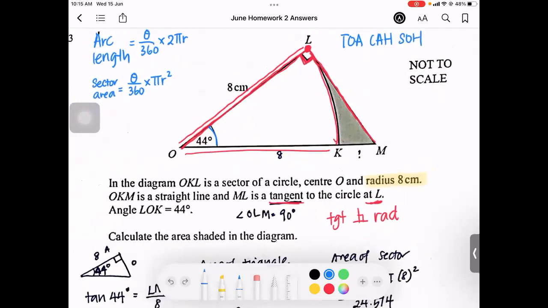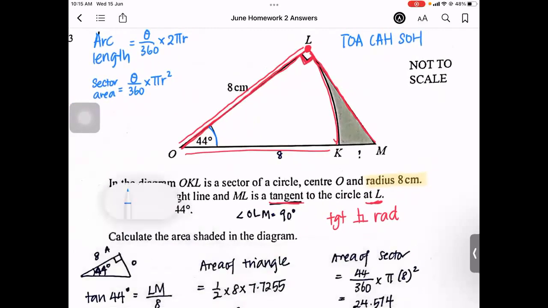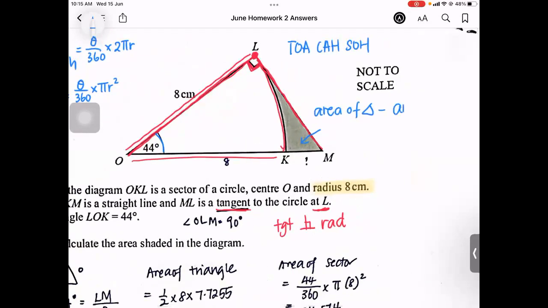Calculate the area of the shaded region. To find the area of this shaded region, let's think carefully. What do I need to find? First, I need to find the area of the triangle. Take the area of the triangle minus the area of my sector. So this is the area of triangle minus the area of my sector. The sector is this piece. Oh, I must make it round, if not it looks like a triangle. So, okay, one is the triangle.